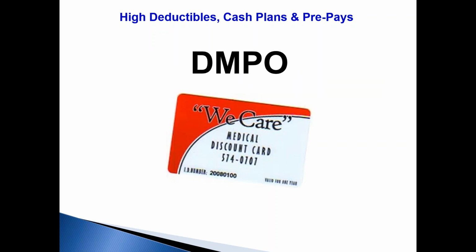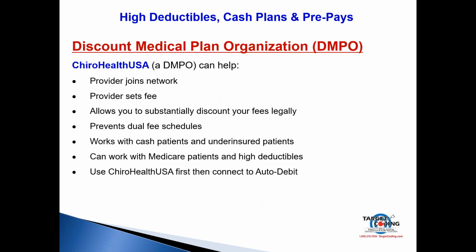Next, DMPOs, Discount Medical Plan Organization. There's a few out there. The one I like best is Cairo Health USA. To me, this is the answer to the dual fee schedule. If you want to bill PI and insurance $200, $300, $400 a visit, and now you want to charge your cash patients $20, you can do that with Cairo Health USA. Patient joins, you join. Beautiful. This is how you can get around that dual fee schedule.